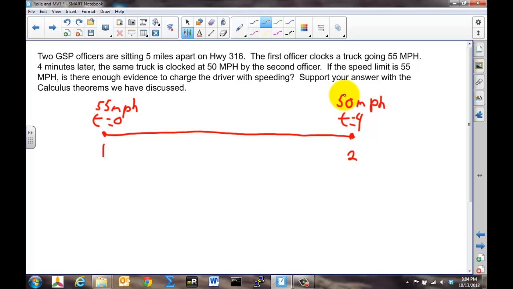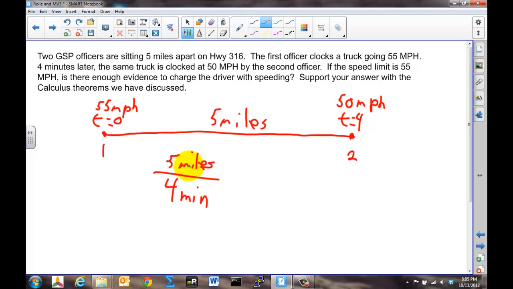But can we use any math to say that this guy had to be speeding in there somewhere? Because we can make the assumption that he was driving all the time because he's on the road here. So is there any way it's continuous? What can we say about these two here? Well, over this distance of 5 miles, he's covered 5 miles in 4 minutes, right?